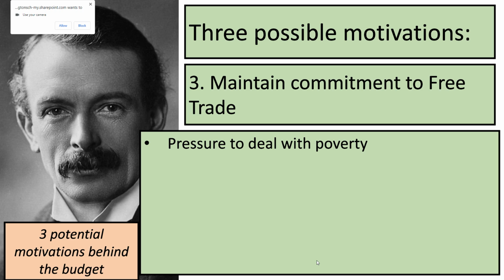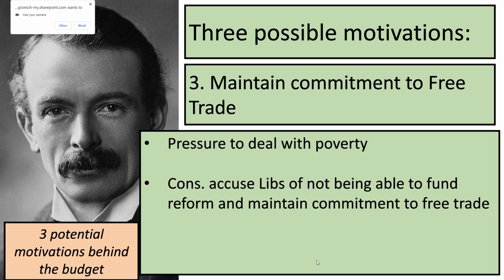So finally, we've got pressure to deal with the issue of poverty. Now, Chamberlain suggests that tariff reform is the only way to deal with poverty, because tariff reform would raise revenue through tariffs, through taxes on imports and exports, and that tax revenue can then be used for social reform without raising taxes for ordinary people.